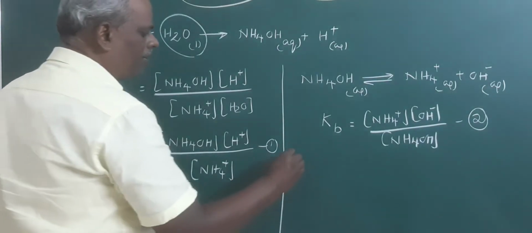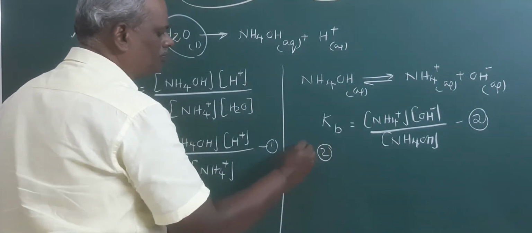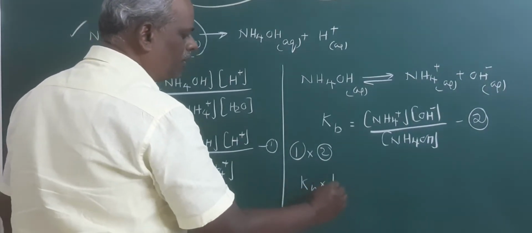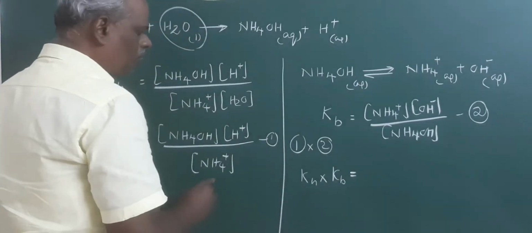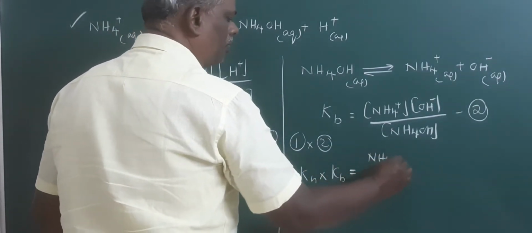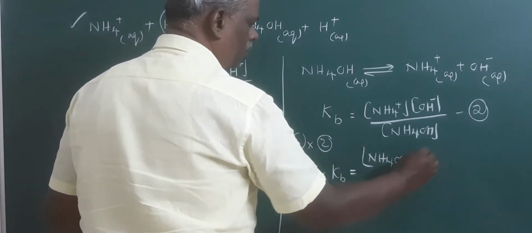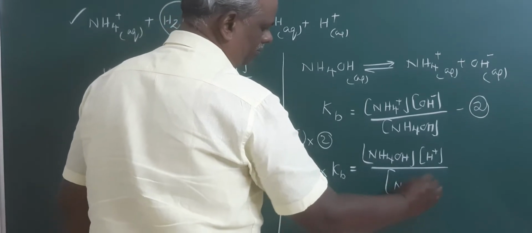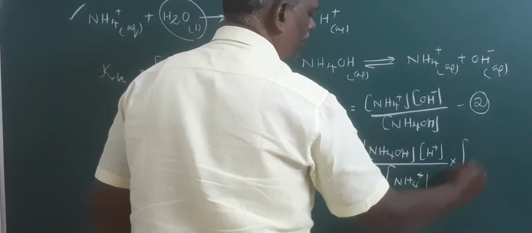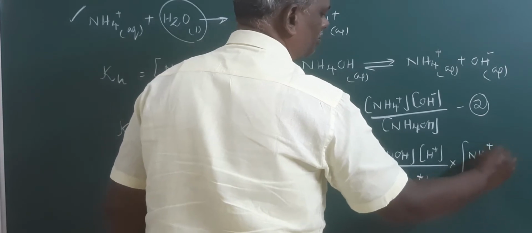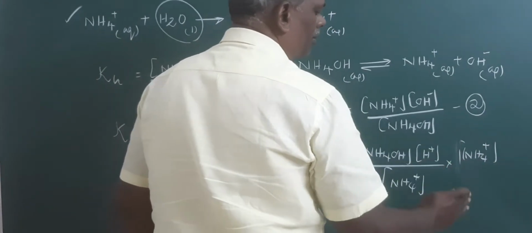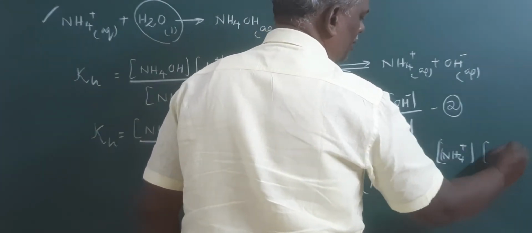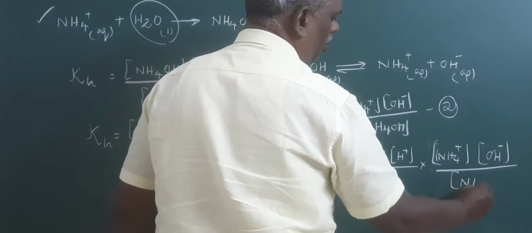Now multiply equations 1 and 2. If you do so, you can have KH into Kb equal to NH4OH into H plus divided by NH4 plus, into NH4 plus into OH minus divided by NH4OH.